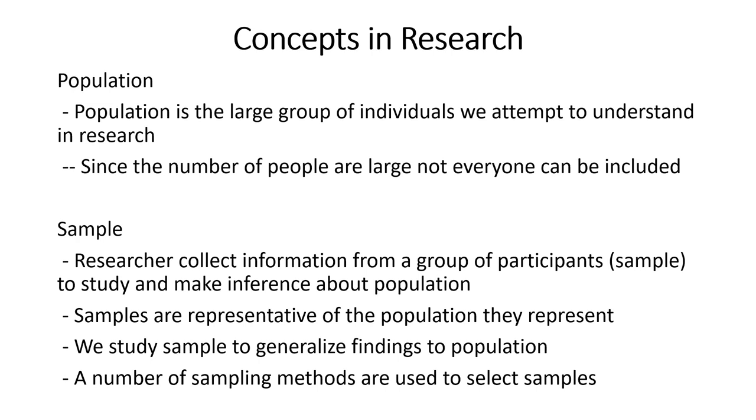which researchers believe comprises most of the parameters of the population. Parameter is the feature of the population. So, then let us define sample. Researchers collect information from a group of participants which is called a sample to study and make inferences about the population. This is what I was saying.